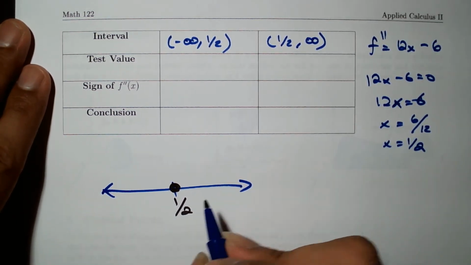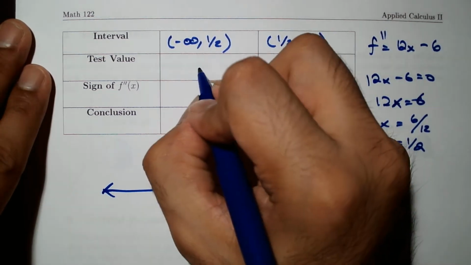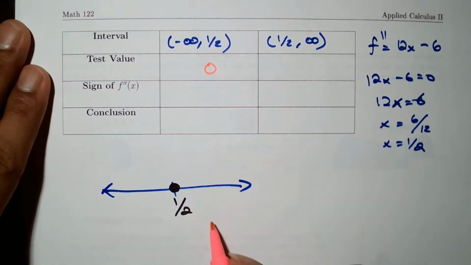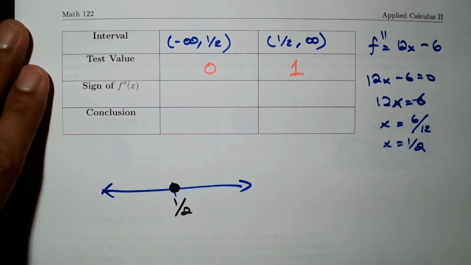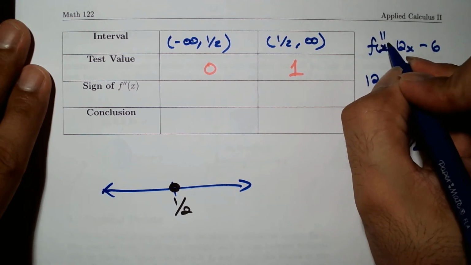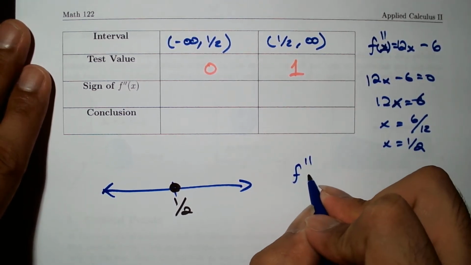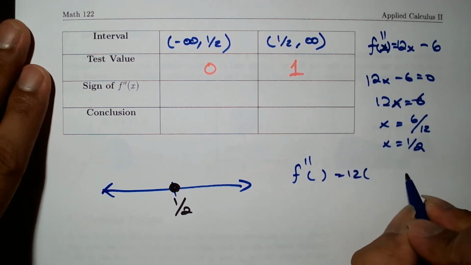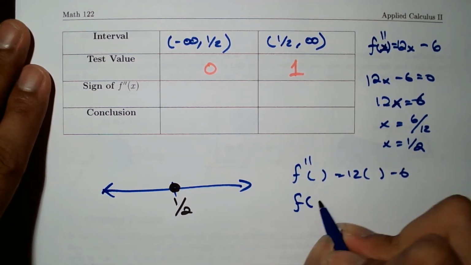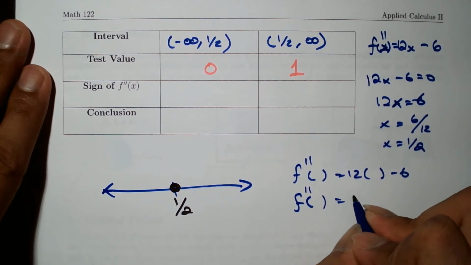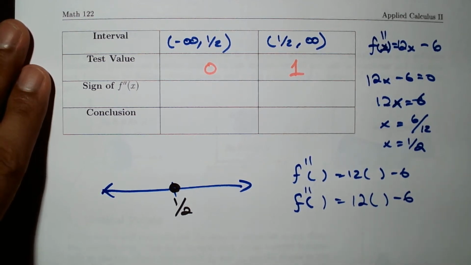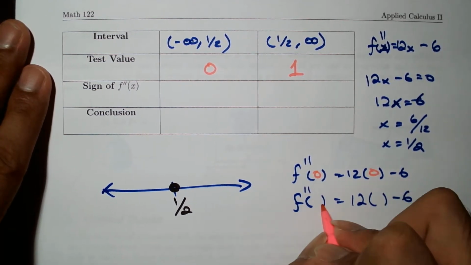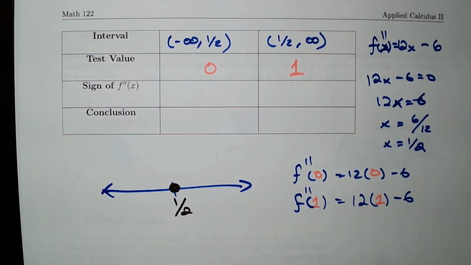We're going to pick a test value in the first interval. The easiest, of course, is always 0, and on the second interval, 1 will be a good test value. So I'm going to evaluate f double prime at 0, and f double prime at 1, to see the behavior of the function in terms of concavity.